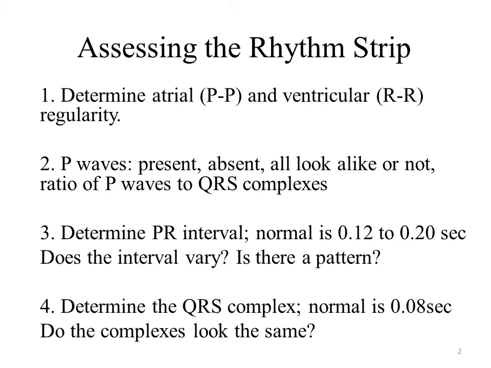It should be a regular rhythm, which means that the distance between each P and P is equal, and the distance between R and R is equal, so that we have an equal rhythm. The second point is that all waves are present. The P wave is present, the QRS is present, the T wave is present.